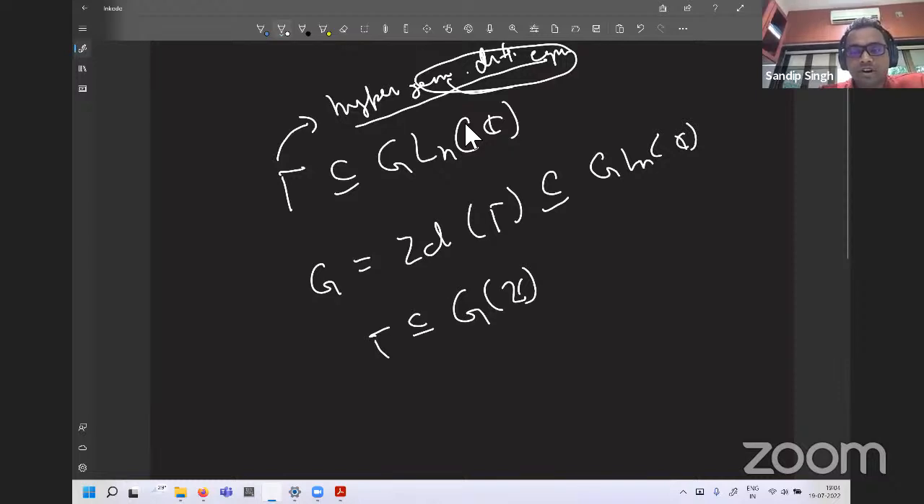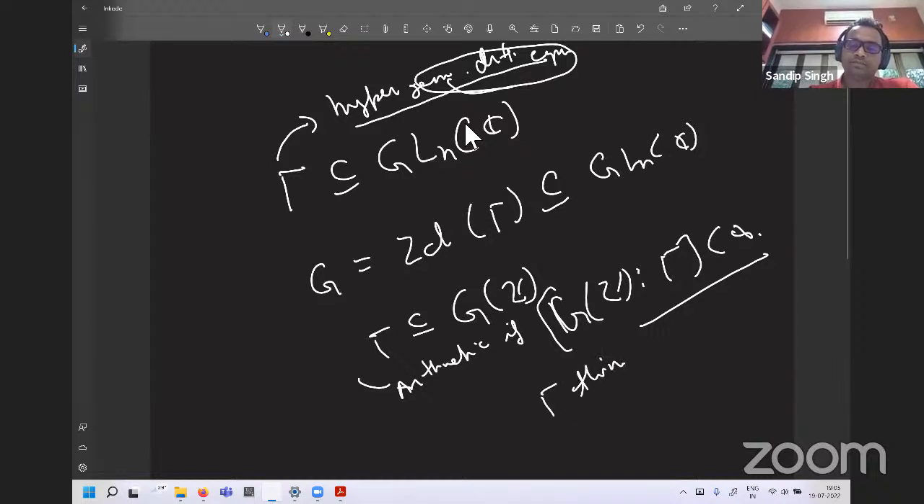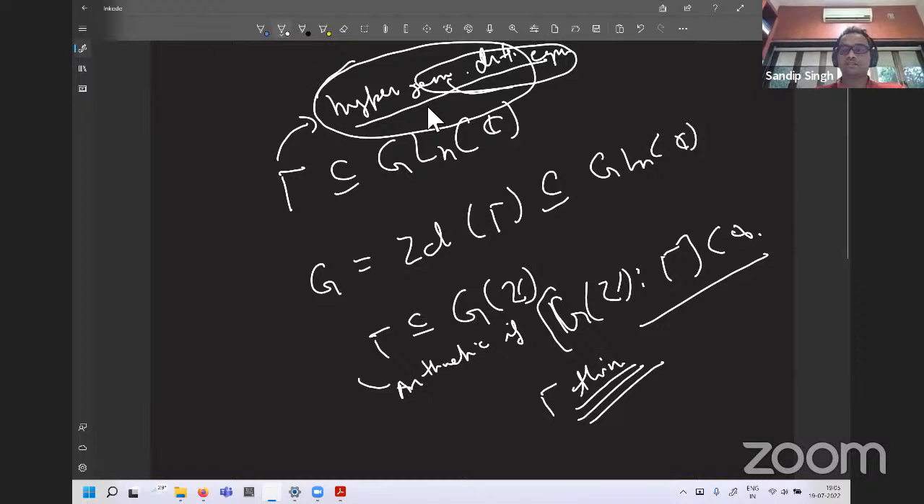We call this gamma arithmetic if its index in the integer points of G is finite. I have not taught basic algebra since a long time. In other cases we call this gamma thin. So basically, we'll try to determine the hypergeometric differential equations whose monodromy groups are arithmetic.